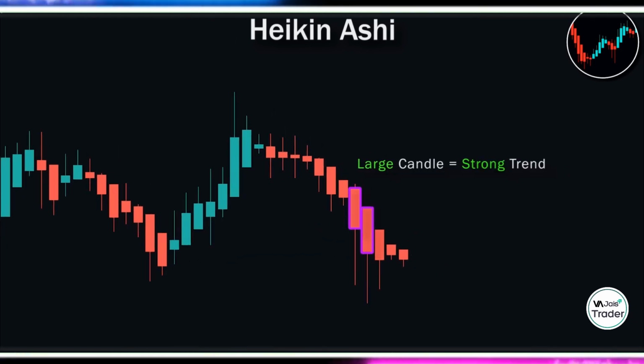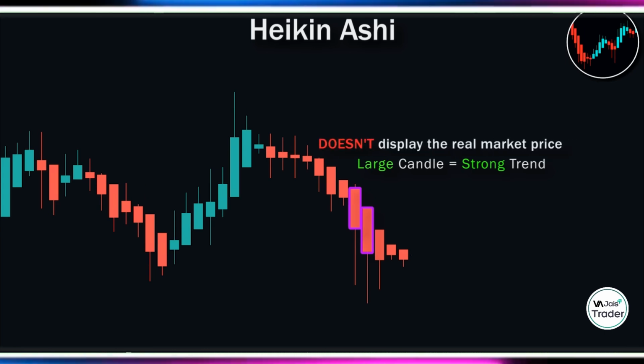The larger the candle, the stronger the trend. Keep in mind that the Heikin Ashi only acts as an indicator. It does not display the real market price.